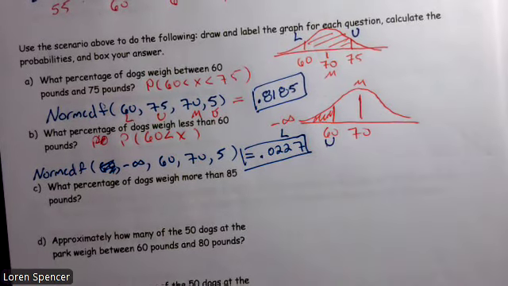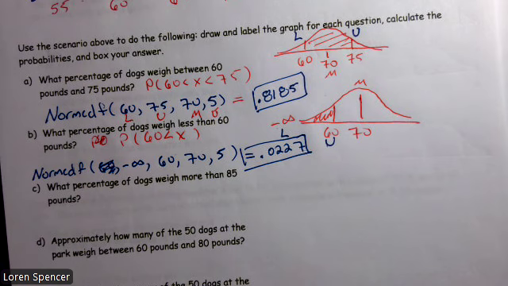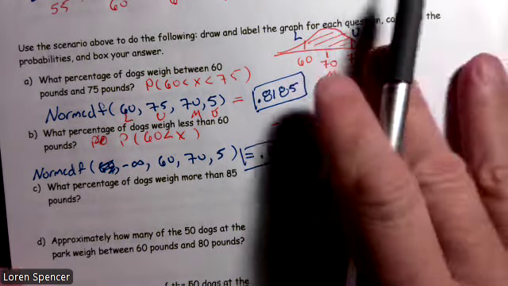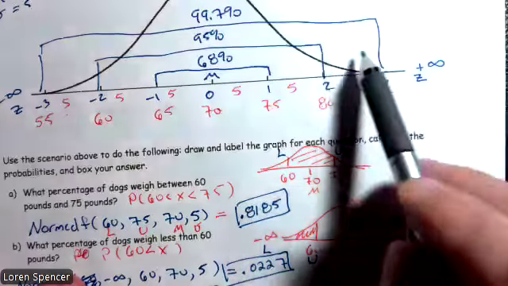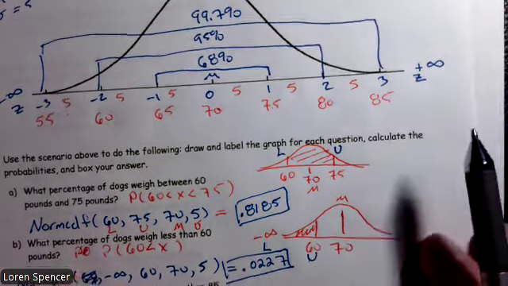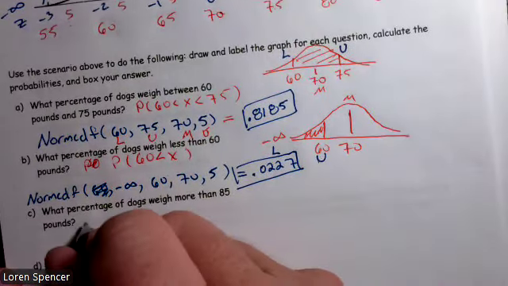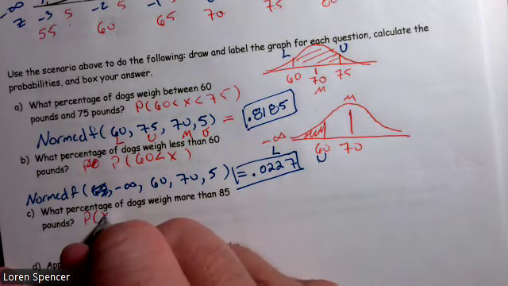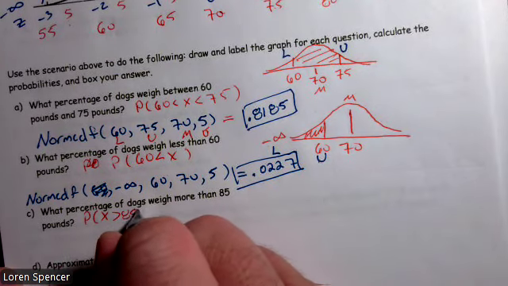What percentage of dogs weigh more than 85 pounds? Wow, that's three standard deviations or more when I look up here at my graph. That's not very many of them. It's going to be a small percentage. The probability that X is greater than 85.